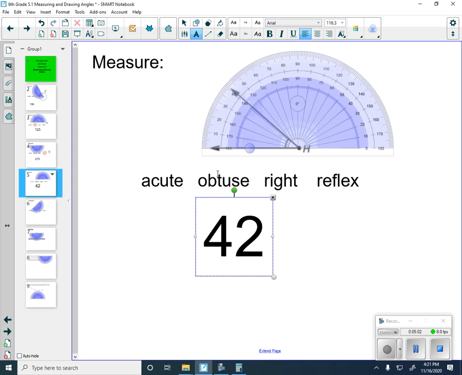Okay, obtuse means it is larger than 90, and a right angle is 90 degrees, and a reflex angle is larger than 180.